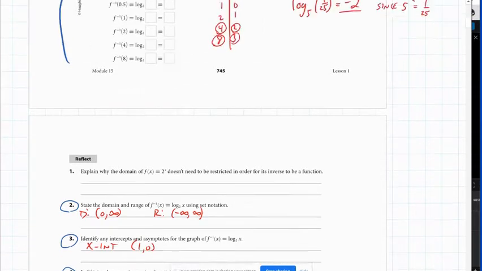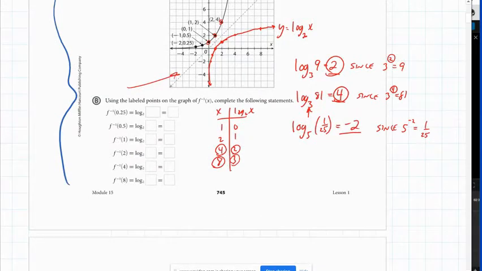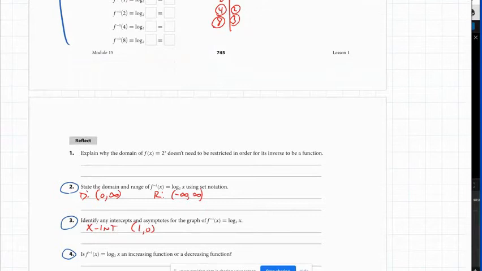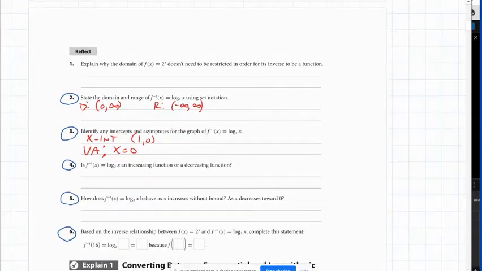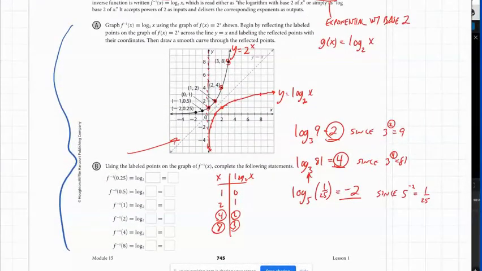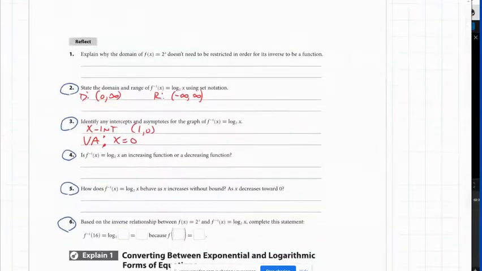And it has an asymptote. This asymptote is vertical, and that's at x equals 0. Vertical asymptote x equals 0. Is the inverse function an increasing function or a decreasing function? So if you were driving along this curve going from left to right, it's climbing. It's getting taller and taller and taller as you drive along here, and so that's an increasing function.